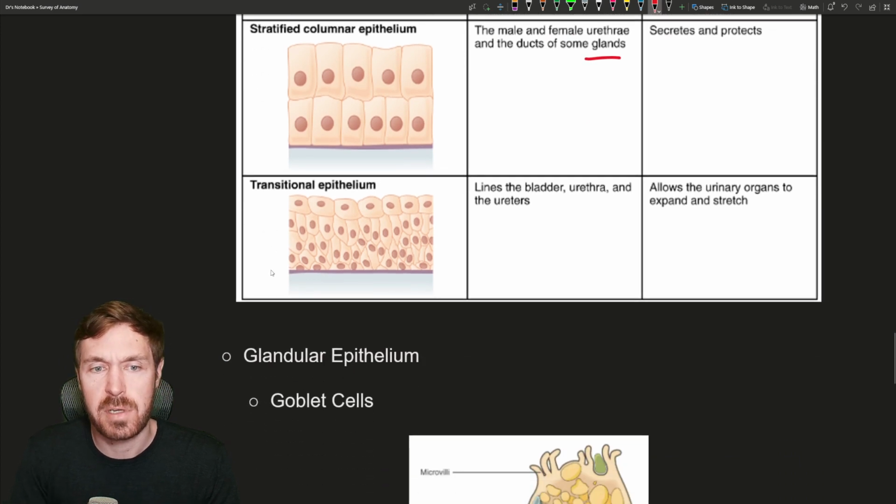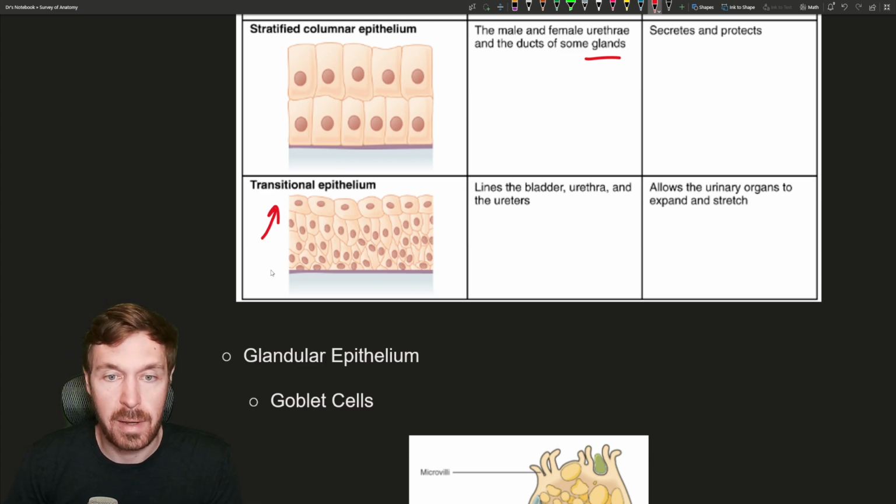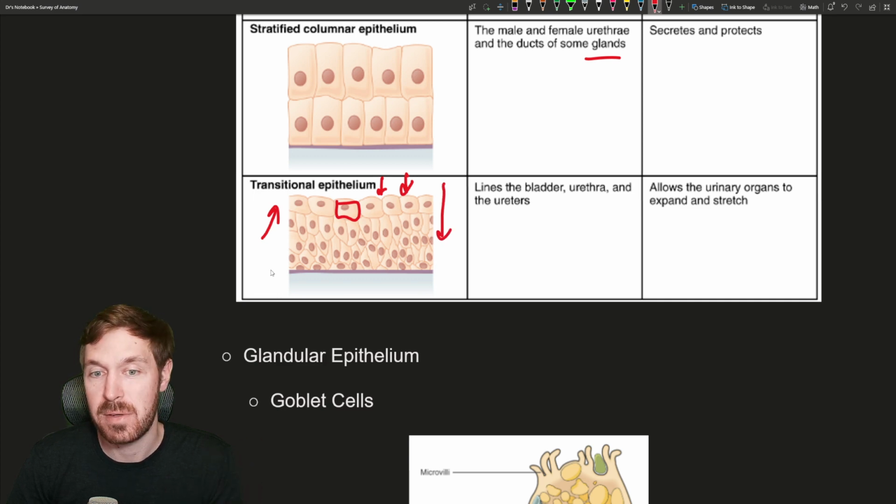Then the last one we have is called transitional epithelium. What this one means is that, if you look at it, you think, oh, this is stratified, but then these look like cubes, so you might think stratified cuboidal. However, as fluids push out, they compress, and then the cells can become more squamous-like. So transitional epithelium is usually in areas that are moving volume. So you see bladder, urethra, ureters, and things like that.